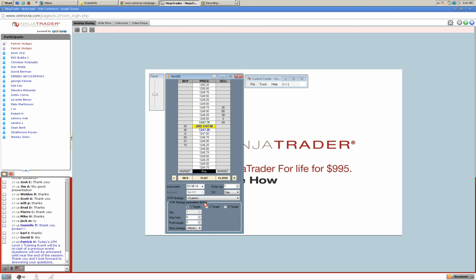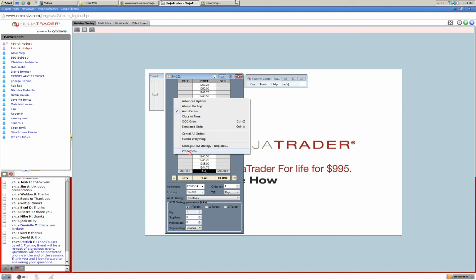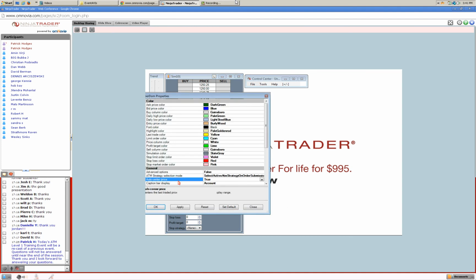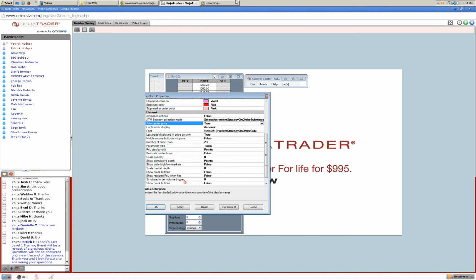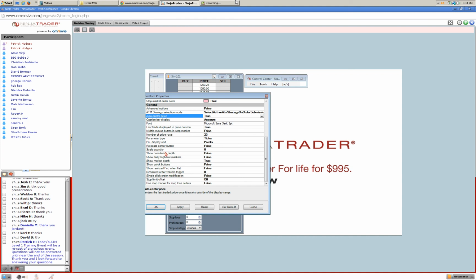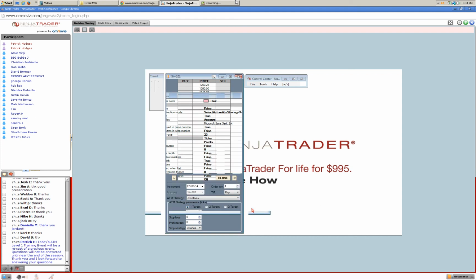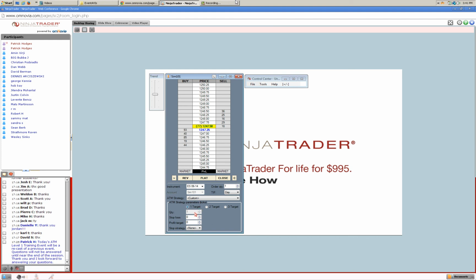In addition to the ATM strategy parameters, you'll notice here they're set to ticks. You also have the option to set them to price or percent. To do that, you'll right-click in your Superdome, select the Properties menu. In the General section, you'll scroll down to the parameter type, and here you'll see in the drop-down menu we have percent, price, and ticks. I'm going to use ticks for today's presentation, so everything I do here will be the number of ticks away from the entry price for our stop and profit.